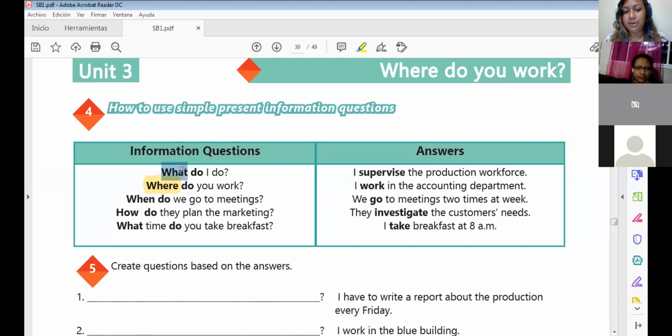We know another question with what. Do you remember? What do I do at work? I supervise the production workforce. Look, another question. When do you go to meetings? We go to meetings two times a week.